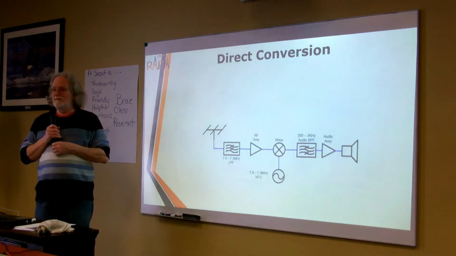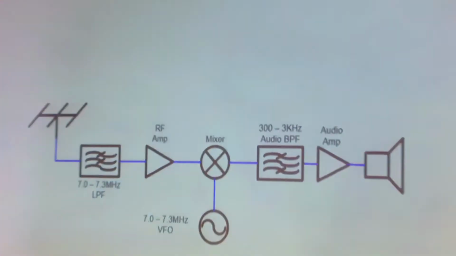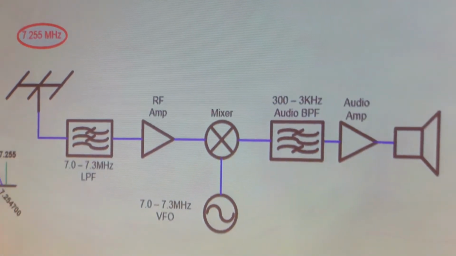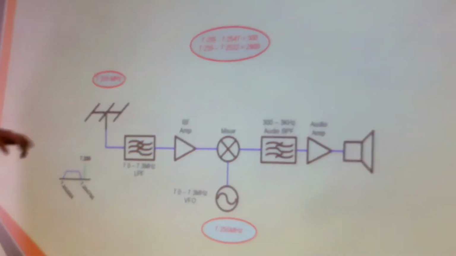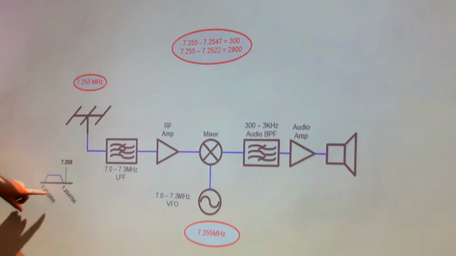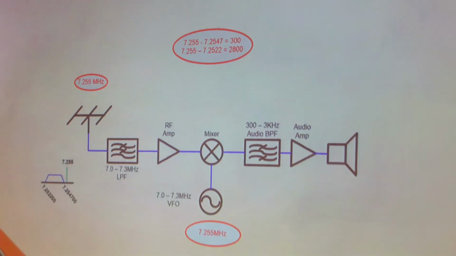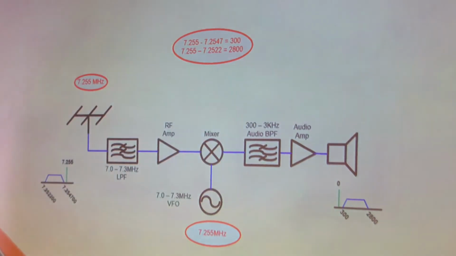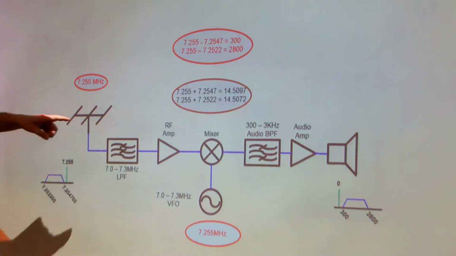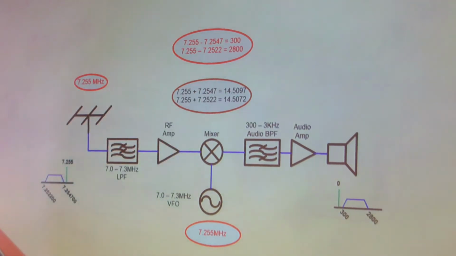Okay, so now this is a direct conversion receiver, old style. A 7 megahertz filter, amplifier, mixer with a VFO, and you're out to the audio. So same thing, you're going to start at 7.255, the same incoming signal. You're going to mix it with 7.255, and you get the subtractions of these two numbers, so the 300 hertz and the 2800 hertz. You end up with the 300 to 2800 hertz audio signal. And here's the other mixing products, because you get a sum and a difference. Here we got the difference. The sum gives us 14 megahertz, and the audio filter takes that out, so we don't worry about it.